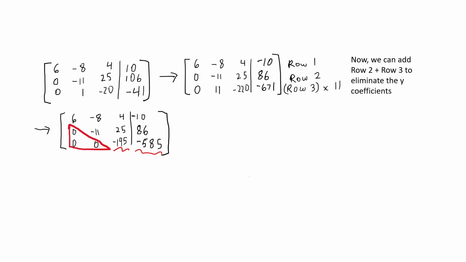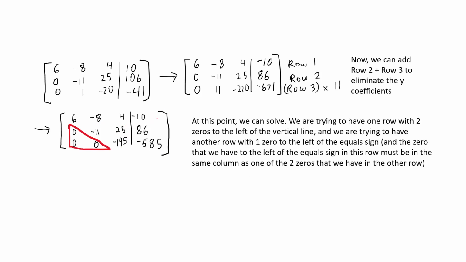We'll take that z value of 3, put it in for 25z, and then we'll be able to say negative 11y plus 25 times 3 is 86. That'll help us solve for y, and we'll find out that y is equal to negative 1. And then when we have that y value of negative 1 and that z value of 3, we'll plug those into the first equation and we'll solve for x. It's very convenient. Okay, so at this point we can solve.